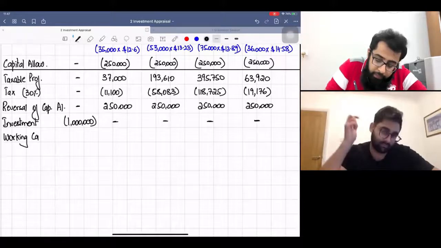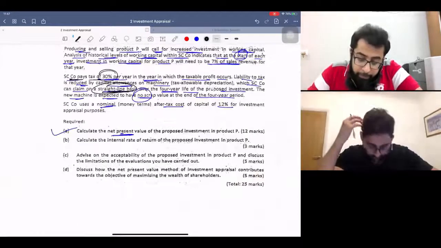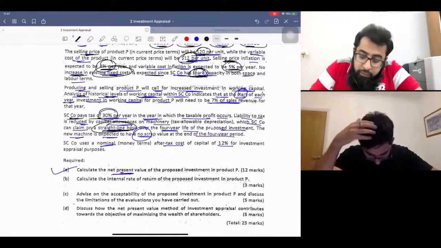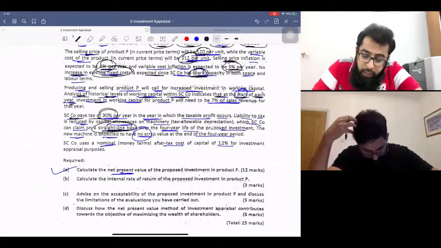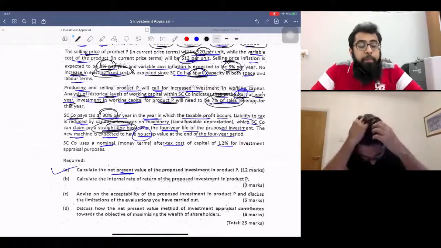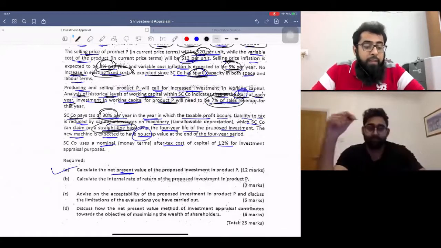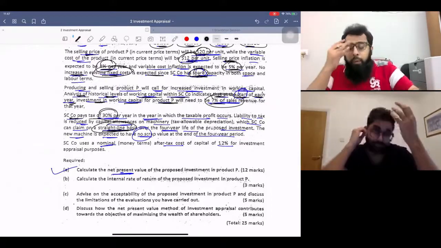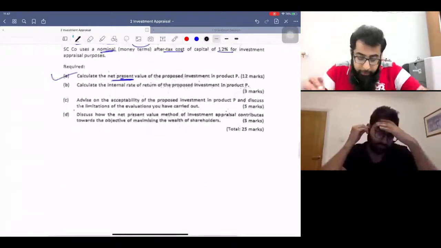Now the most important thing for which we are doing this question, that is working capital. Now in this question, the working capital assumption is analysis of historical levels of working capital within SC company indicates that the start of each year investment in working capital for product P will be 7% of the sales revenue. So we have to calculate working capital incremental investment each year.